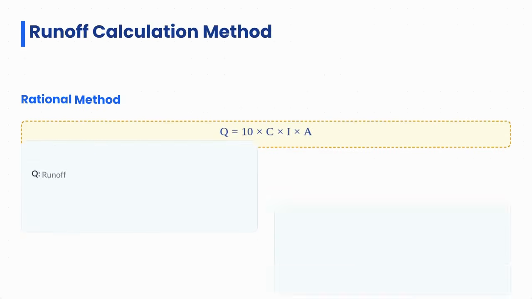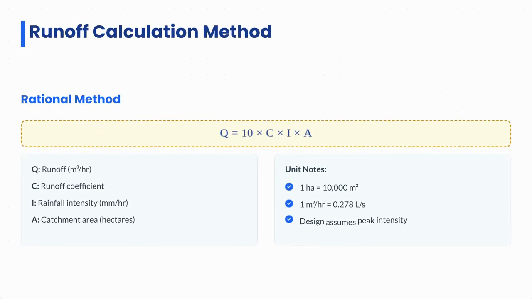We use the rational method to calculate runoff, Q. The formula is Q equals 10 times C times I times A, where I is the rainfall intensity and A is the catchment area in hectares. This calculation assumes peak intensity.